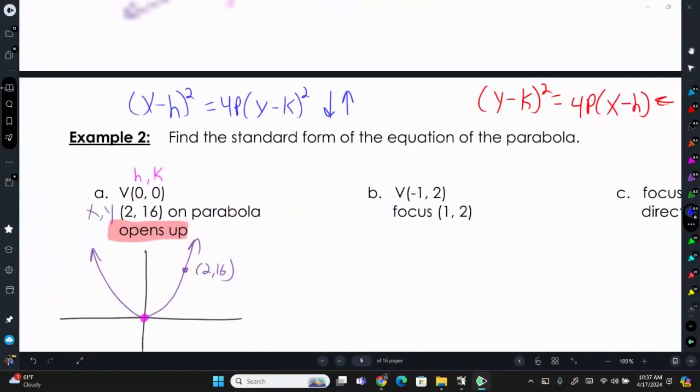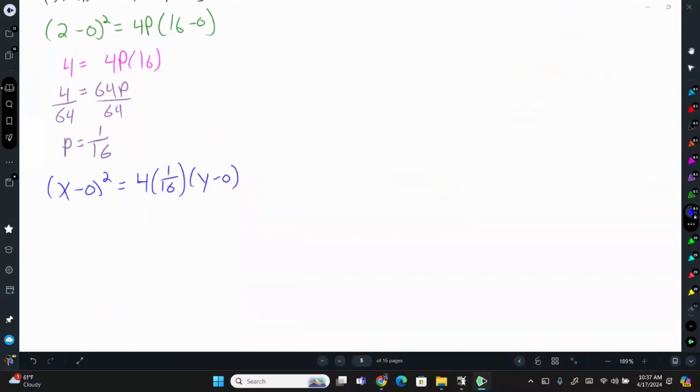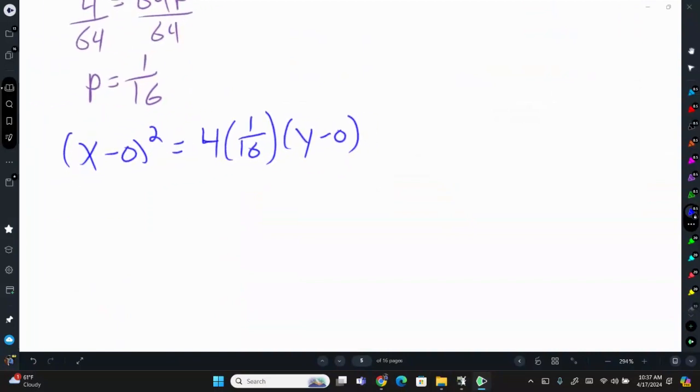So again, we're using this formula up here. We're not having to plug in X and Y this time, but we do need to plug in our vertex. And then we can simplify this. X minus 0 is X. We have X squared equals 4 times 1 over 16 is 1/4 Y. So we have X squared equals 1/4 Y as the equation for this parabola.